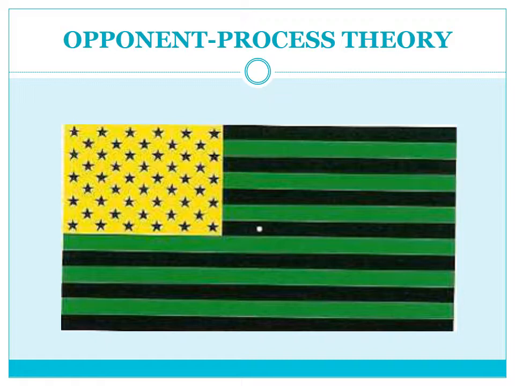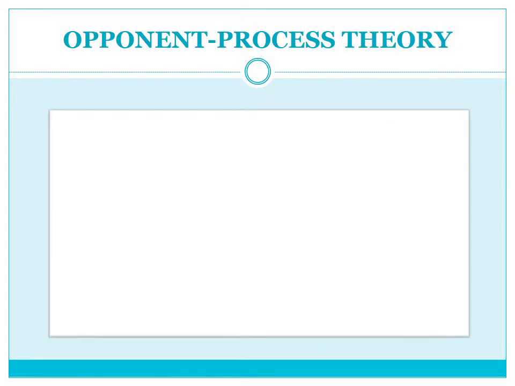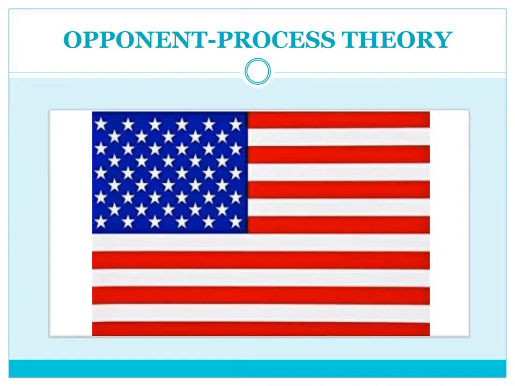Okay, and when you look at the white screen, you would see the American flag with red, white, and blue. This is because of opponent process theory.